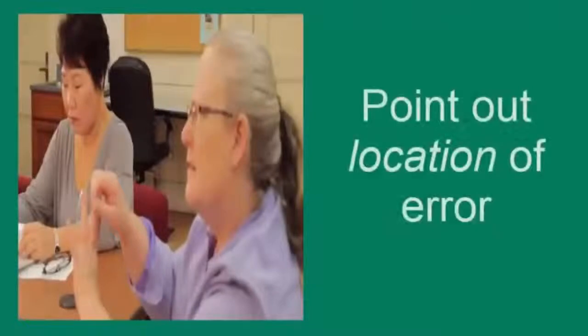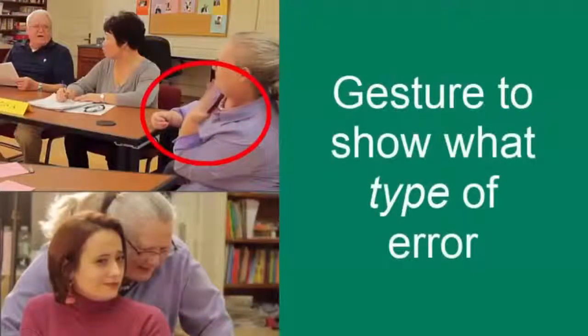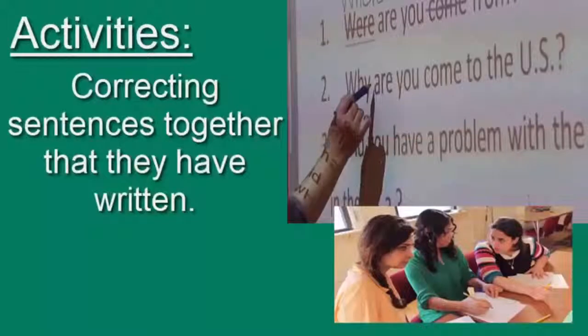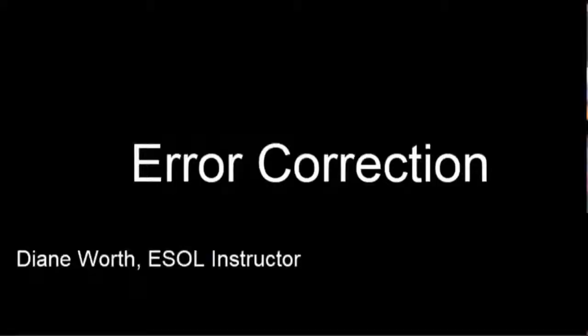So to assist students in learning how to self-correct, I will use my fingers to show them the location of an error or a gesture to show what type of error, but I won't give them the answer. I also create activities where they're correcting sentences together that they have written and deciding whether they're okay or not okay and correcting them. This allows them to develop an inner criteria for the language that is critical for becoming a fluent speaker.